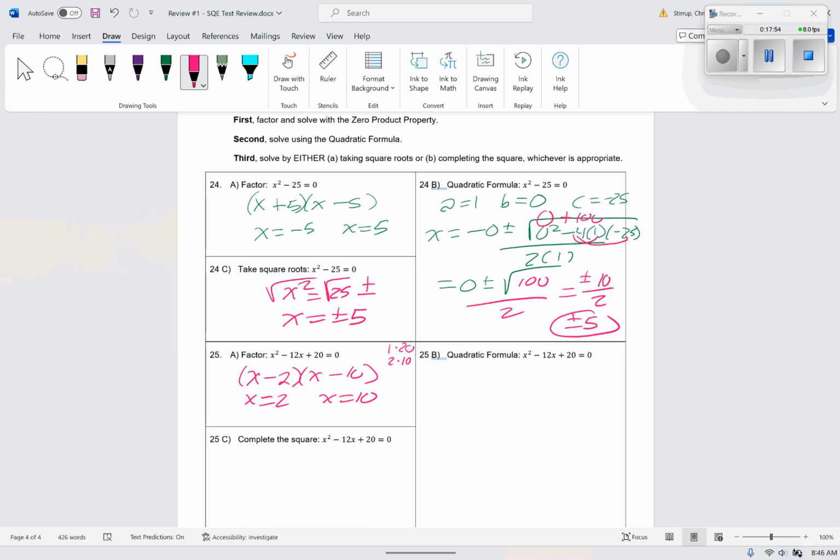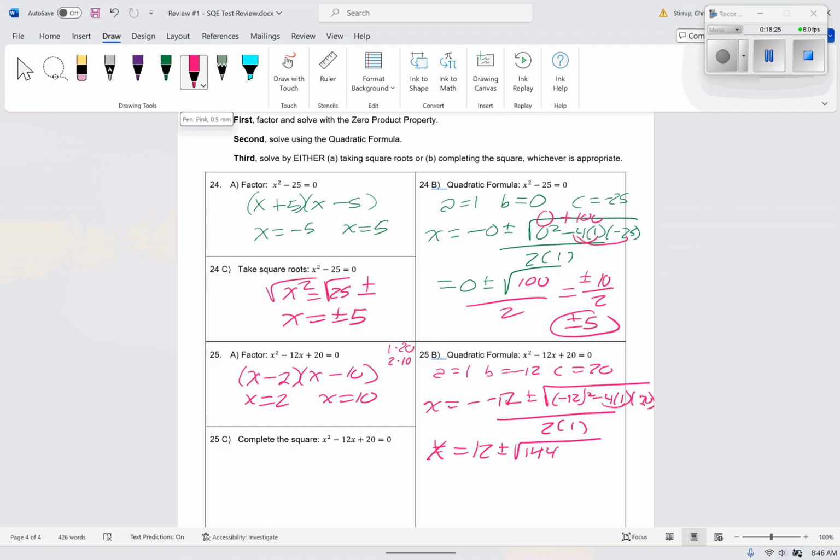Use the quadratic formula on this one. Our a value is 1, our b value is negative 12, and our c value is 20. So x is equal to negative b plus or minus the square root of b squared minus 4ac all over 2a. Negative 12 is going to be positive 12. Negative 12 squared is 144. Negative 4 times 1 is negative 4. Negative 4 times 20 is negative 80, all divided by 2. So 144 minus 80, it's going to give me 64.